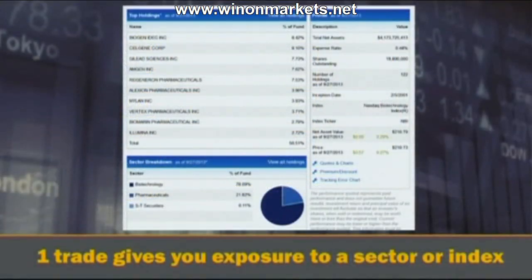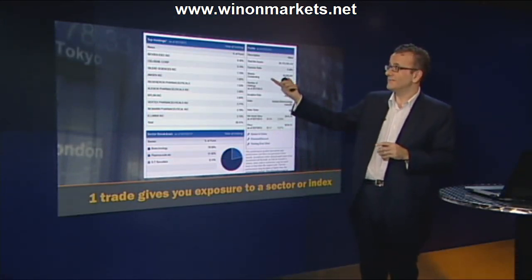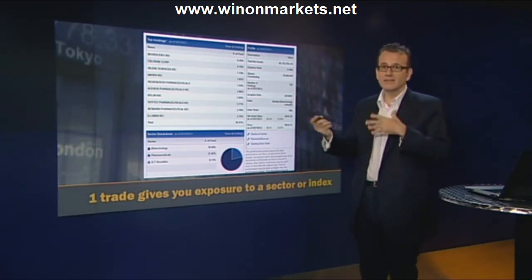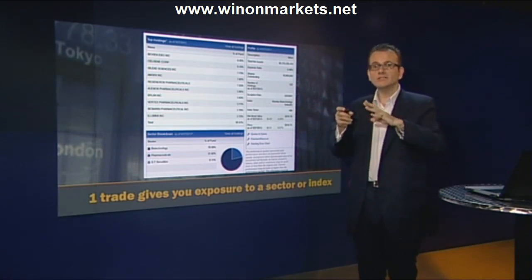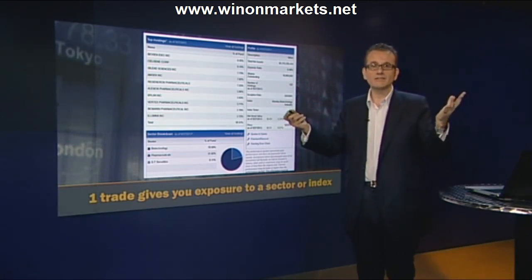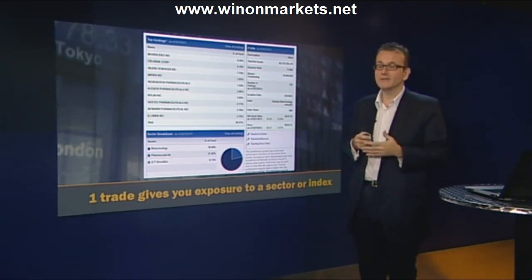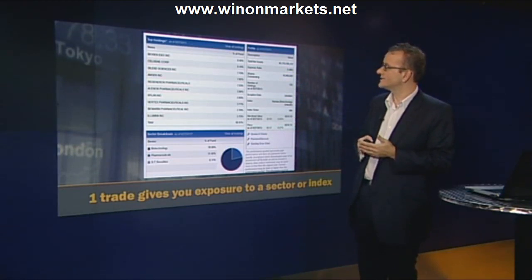Inside this ETF are all these shares. Now, of course, you can spread bet these shares individually. Amgen, Celgene, Gilead, Biogen, Alexion, they're all shares you can spread bet. But by using the exchange traded fund, we spread the risk, instead of all your eggs in one basket. And what we've got in this case is a basket of shares, and these are the top 10 holdings in that particular ETF.